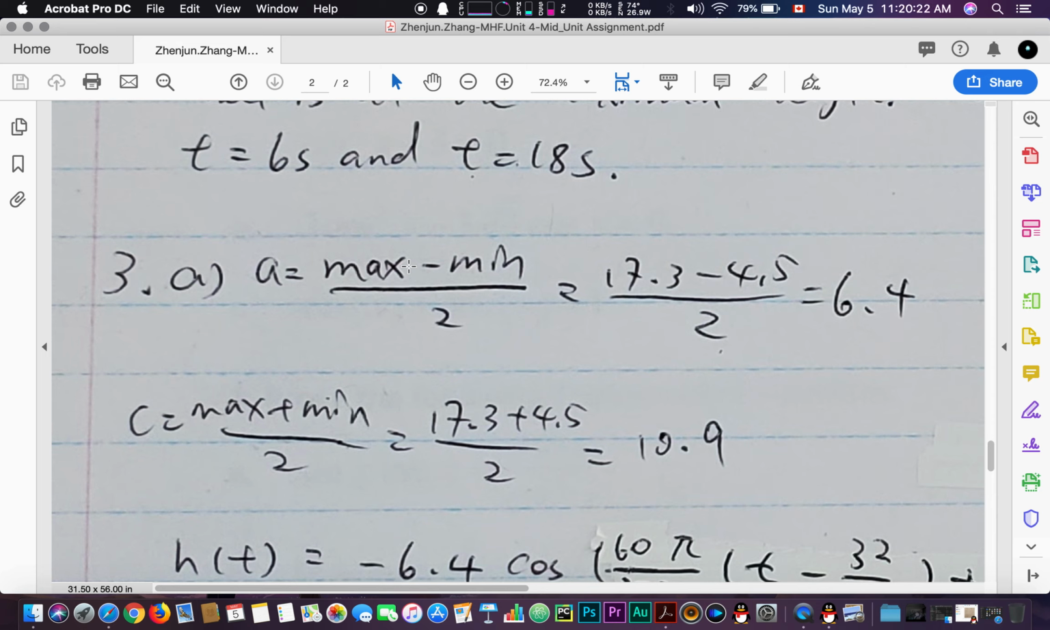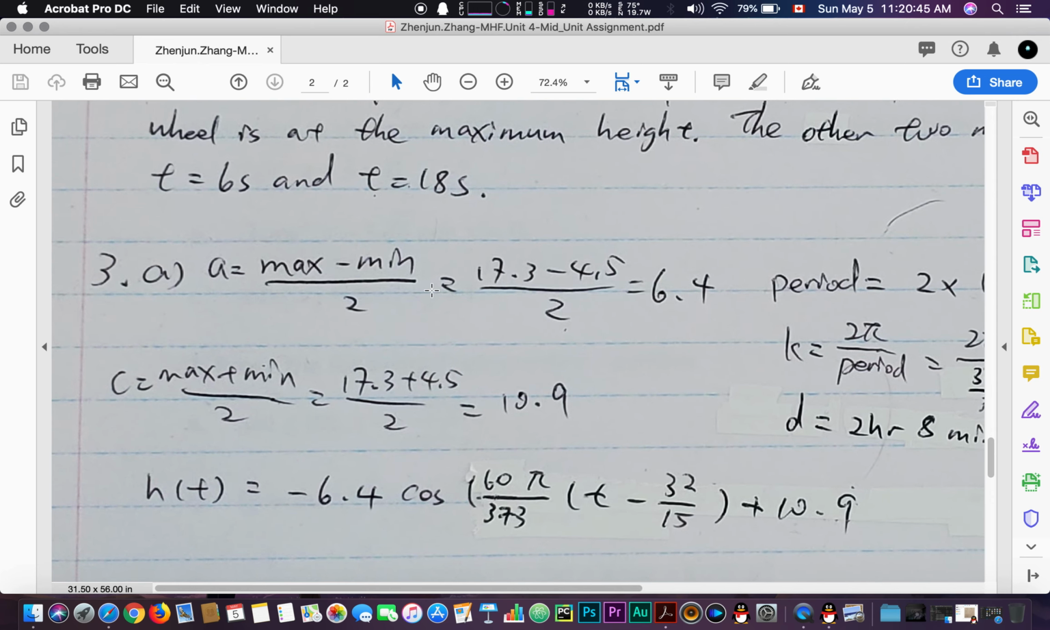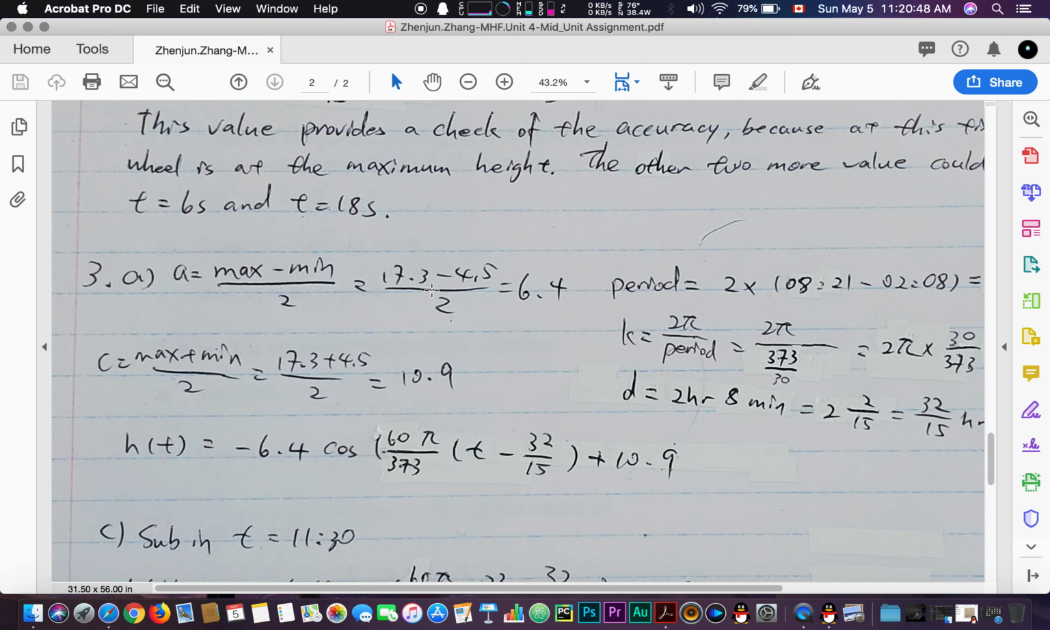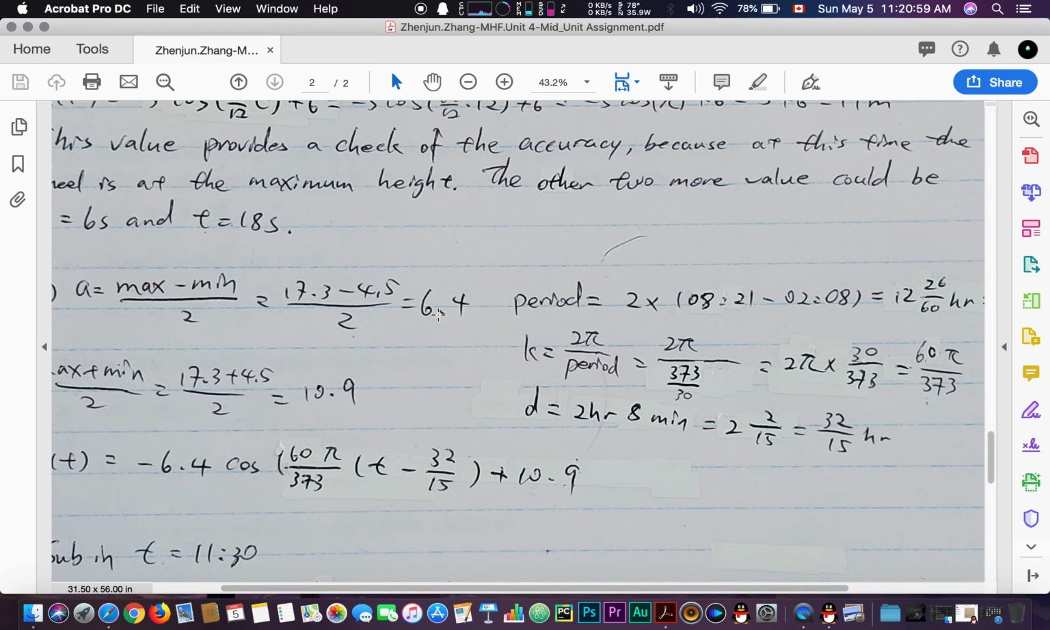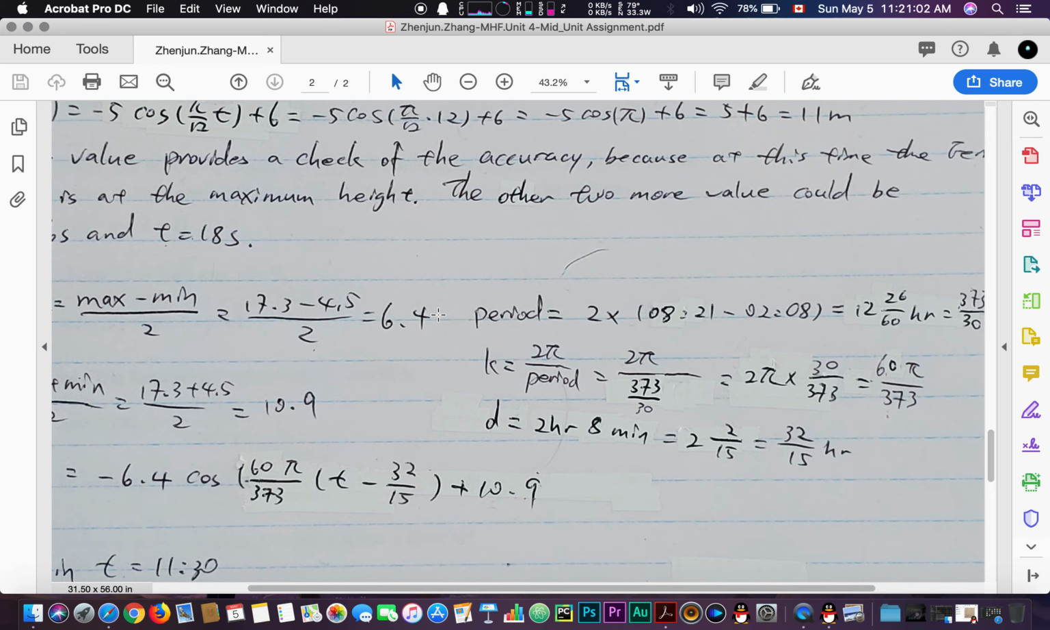So assume the height of the tide can be modeled as a cosine function of the time of the day, and then we determine the equation of the form h of t equals a cosine k t minus d, plus c. So since we have a, which is maximum minus minimum divided by 2, equals 17.3 minus 4.5 divided by 2, equals 6.4, and we have our period, which is 2x.